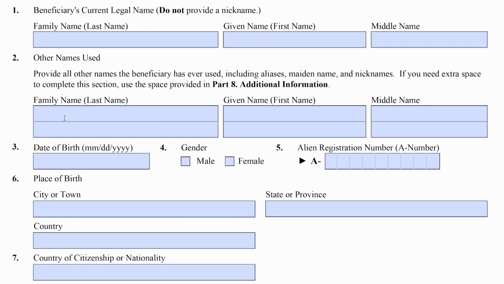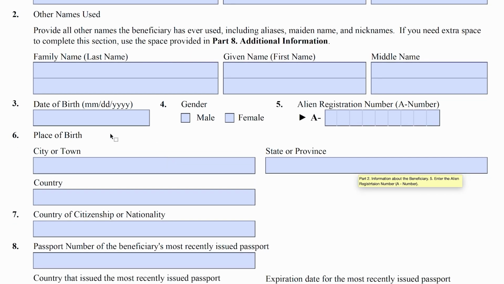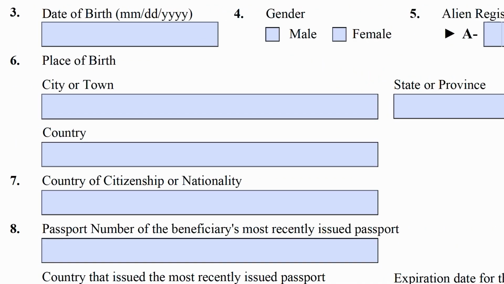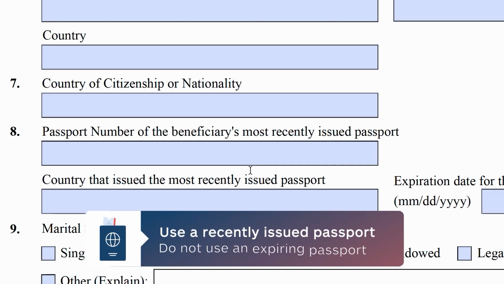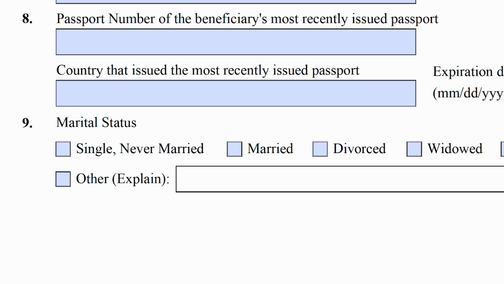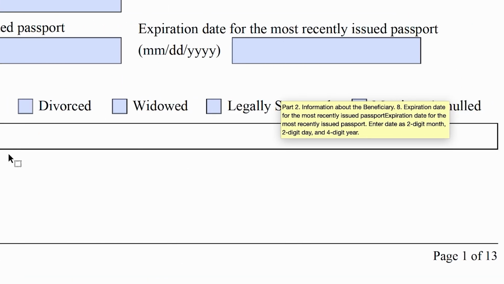So if there's no other names used, put N-A. You can put the date of birth, gender, place of birth, country of nationality. The country of nationality may be different than the country of birth, and so if that's the case, go ahead and type the different country of nationality there. The passport number that you're going to use is going to be for the passport the fiancé will be using when they go to the interview and obtain that fiancé visa. So it should be the newer passport, not an old passport that's about to expire. You'll type in the issue date, the issue country, the expiration date.